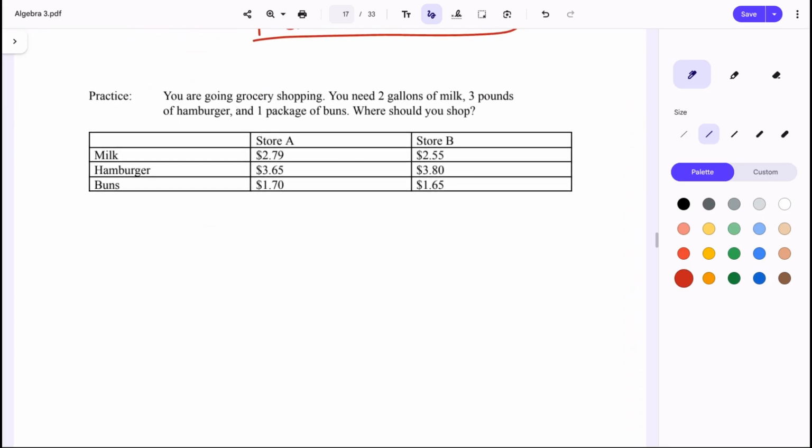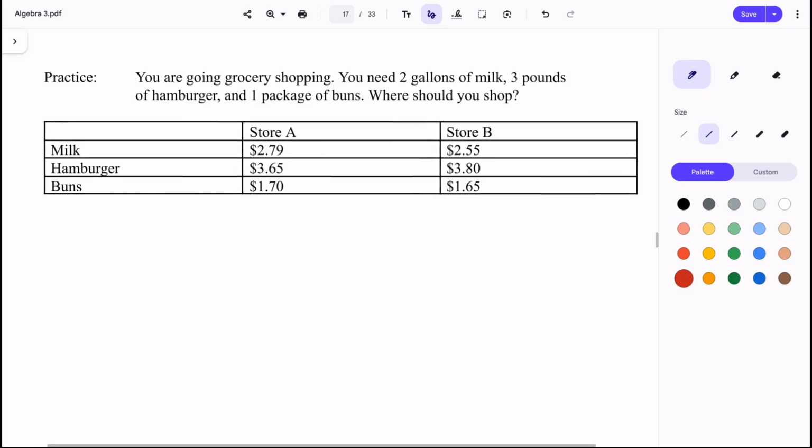Okay, so we've got a practice problem down here. It says you are going grocery shopping. You need 2 gallons of milk, 3 pounds of hamburger, and 1 package of buns. Where would you shop? So they're giving you store A and store B prices. Let's just set this up. So if you grab the quantities of things that you need from up above, you need 2 gallons of milk, 3 pounds of hamburger, and 1 thing of hamburger buns.